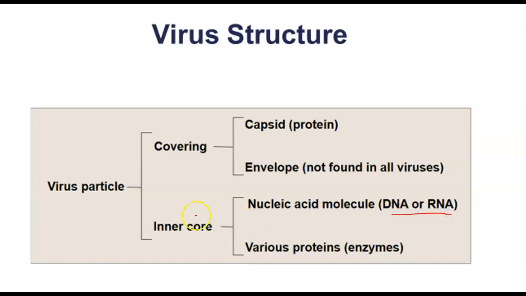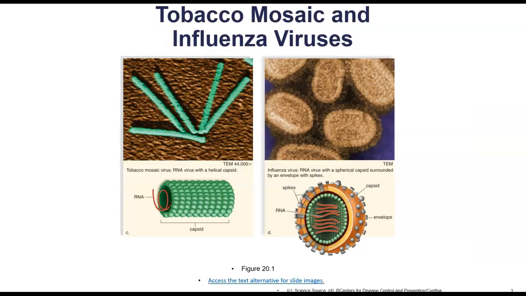And then every virus has a covering. The capsid is found in all viruses, and it's a protein covering. But some viruses have outside the capsid an envelope, and the envelope is composed of phospholipids, so it is able to easily kind of trick cells into engulfing it. So some viruses have an envelope outside the capsid.